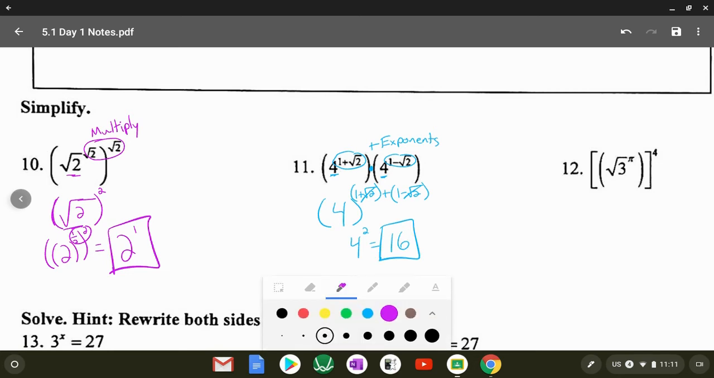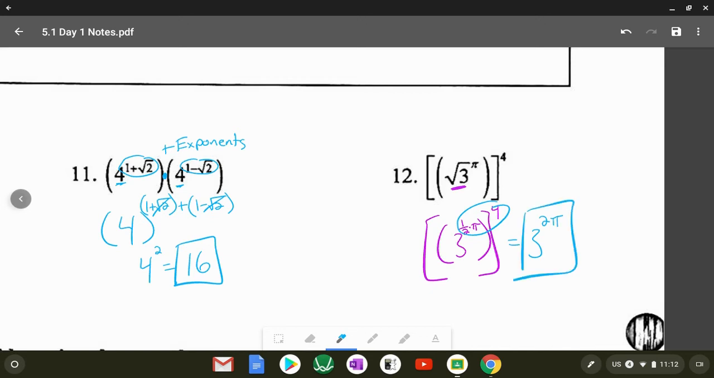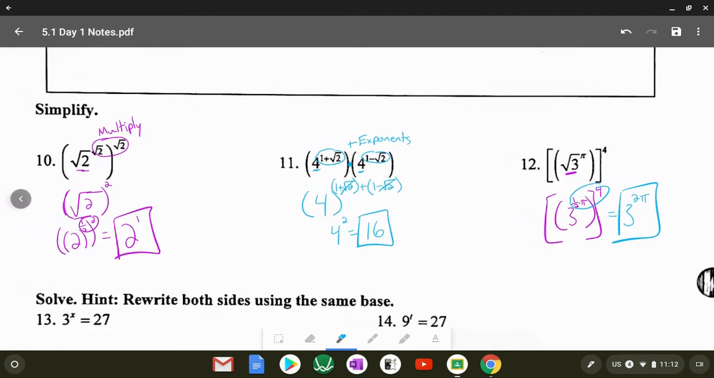And then finally, this one again just uses the power to power and simplifying. So we can go ahead and say the square root of 3 is 3 to the 1/2. So we can say 3 to the 1/2 times pi. So we're just replacing the square root with a 1/2, all raised to the 4th. And then again, going back to our power to power, we know that's 3 to the 4 times pi over 2. That would be 3 to the 2 pi. That pi is in the exponent. So with that quick review of your exponent rules, make sure you know those.